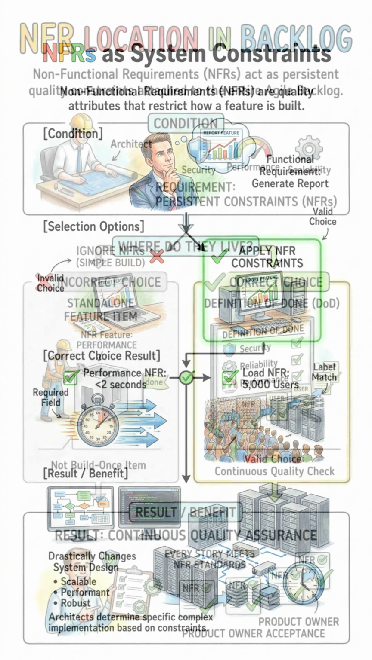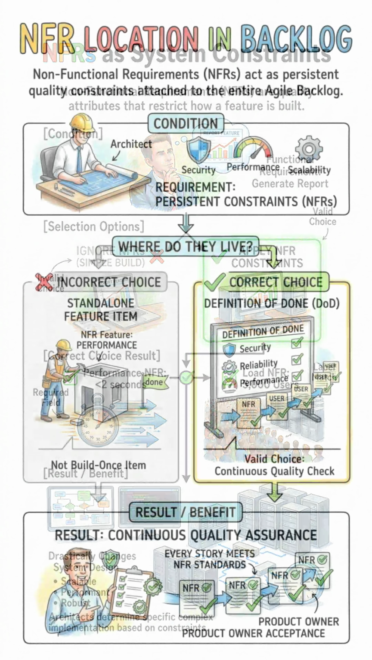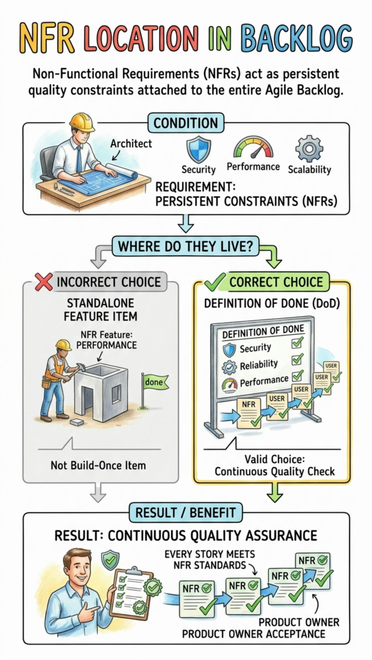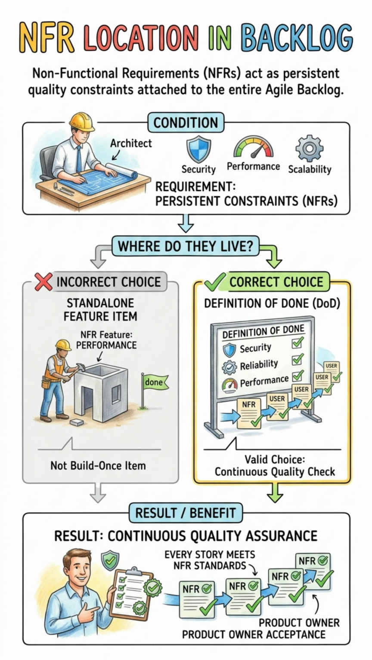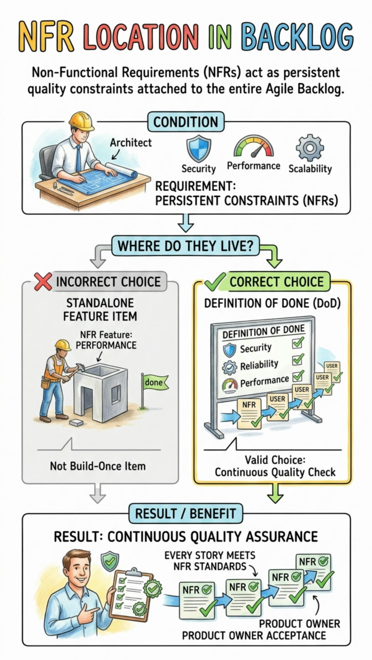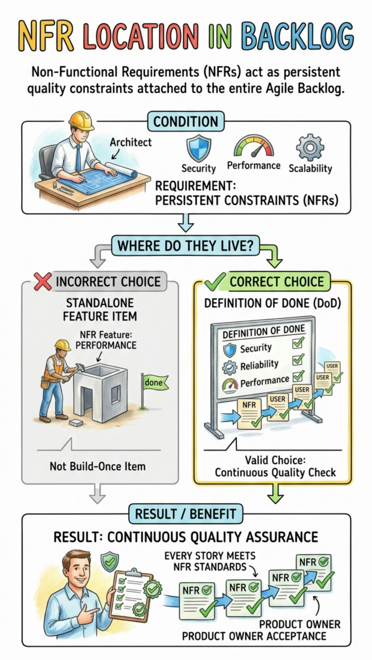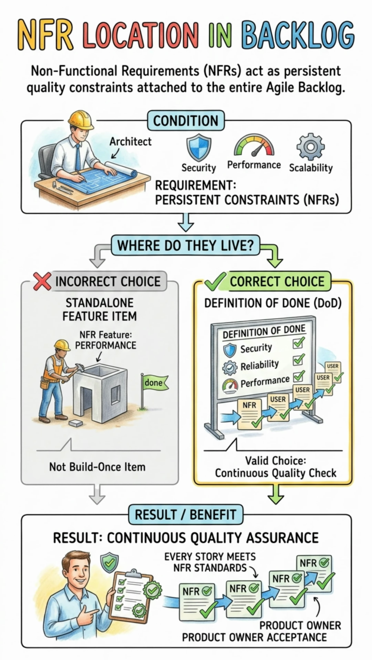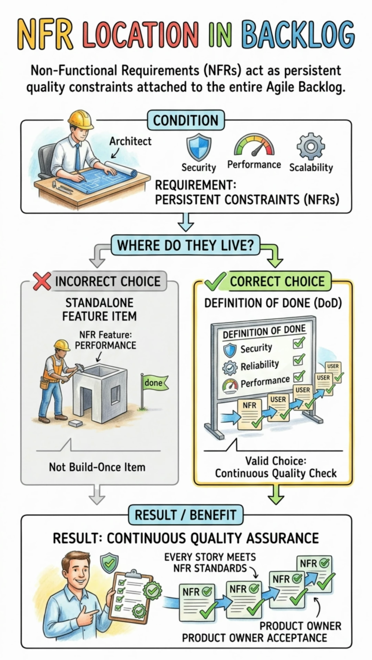A common exam question asks where these non-functional requirements actually live within the Agile backlog. Unlike standard business features, NFRs are not usually standalone items that you build and then mark as done. Instead, they act as persistent constraints attached to the backlog itself, often residing in the definition of done. This ensures that every single user story and feature must pass these continuous quality checks before being accepted by the product owner.